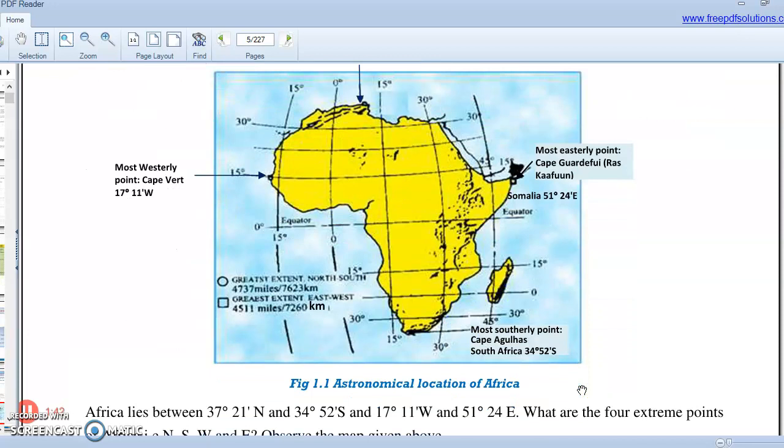The most southerly point is called Cape Agulhas. It's found in South Africa. It's found 34°52' south.